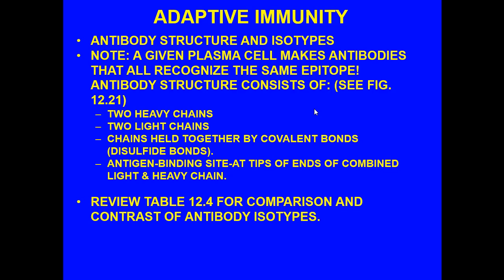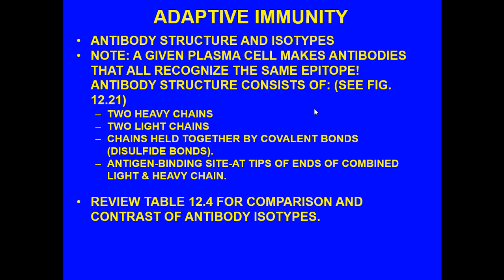If you take a look at figure 12.21, you can take a look at the antibody structure, and it consists very simply of two heavy chains. When we talk about heavy chains, light chains, they're all protein chains. They're all protein strands. The chains are held together by covalent bonds. This is basically disulfide bonds. So you're going to see them between the two heavy chains. And then you're going to see a couple of disulfide bonds that are going to hold together the light chain to a heavy chain. All right?